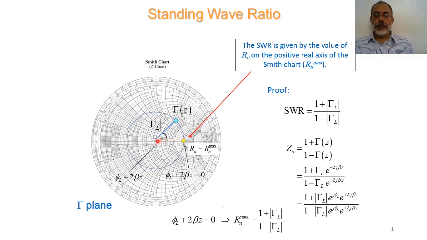To read the distance from the load to the first maximum, we extend this line, which comes from the origin to Z load normalized, and read along the axis wavelengths toward generator, what is the value? And then this value here is 0.25 lambda. So 0.25 lambda minus this reading corresponds to the distance which we should move from the load to reach the first maximum. And as I mentioned, to reach the first minimum, we add to this distance another lambda by 4. Okay?